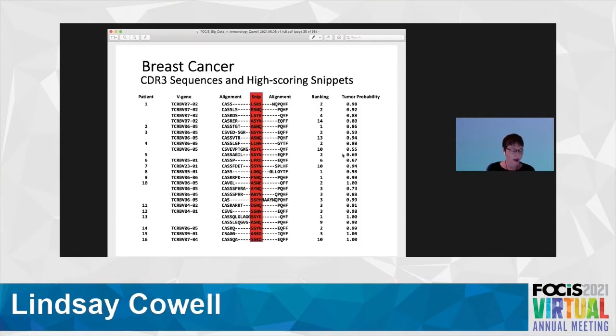Again, we analyze the CDR3 sequences containing the high scoring snippets, and in contrast to what was observed for colorectal cancer, in this case, we find that most of the CDR3 sequences are associated with the most abundant clones in the sample.